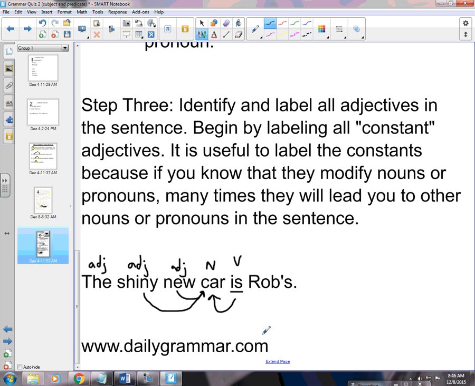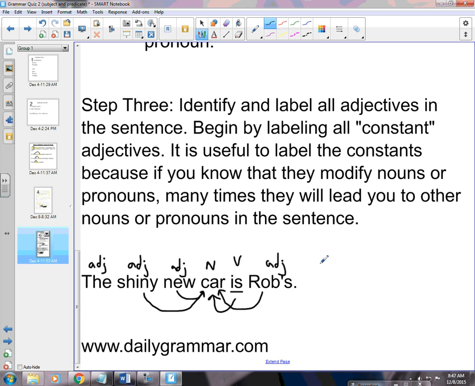The last word we have to look at now is Rob's. Ordinarily, we would think Rob is a proper noun and we would label it as such. However, because we know that the subject of the sentence is the car, we have to look at what this word does in relationship to the subject. What does it tell us about the subject of this sentence? Well, it's telling us whose car it is, which is one of the four ways that adjectives modify nouns.